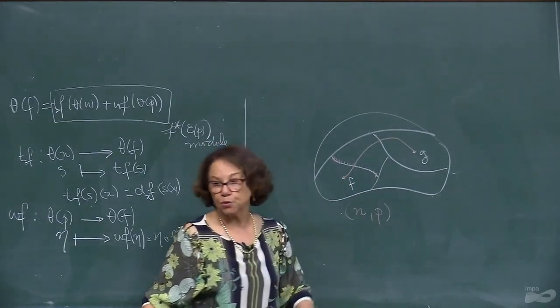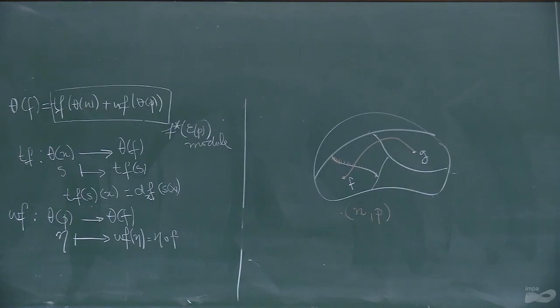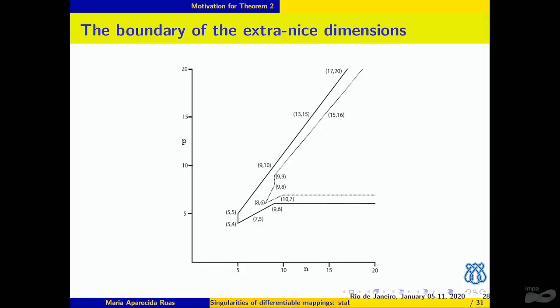Right? I'll just show you the externalized dimensions. This is a definition of the externalized dimension, but I prefer to show you. So this curve is the boundary of the nice dimensions, and this more internal curve is the boundary of the externalized dimension. So a one-parameter stable family forms a dense set if and only if the pair (n,p) is here, right? For instance, when n equals p, the value at the boundary is 5, 5.